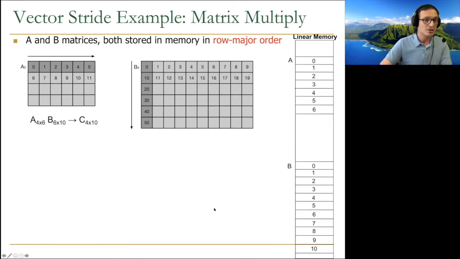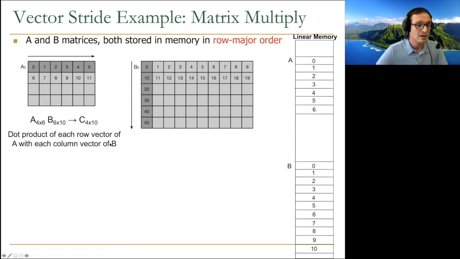So you can see that this is a 4 by 6 matrix, this is a 6 by 10 matrix, and the multiplication produces a 4 by 10 C matrix. I'm not going to show it over here. But what is multiplication? Multiplication is the dot product of each row vector of A with each column vector of B.